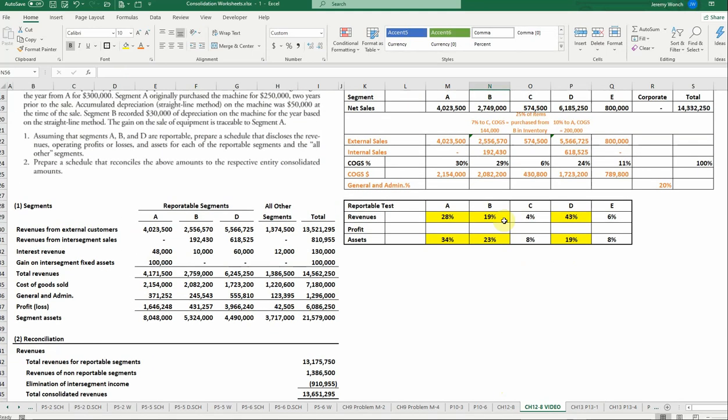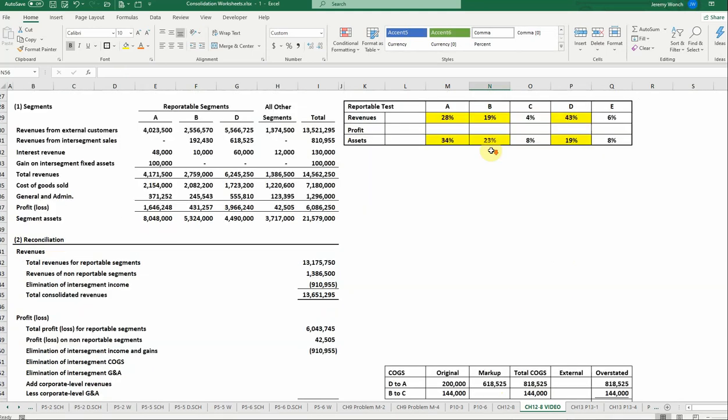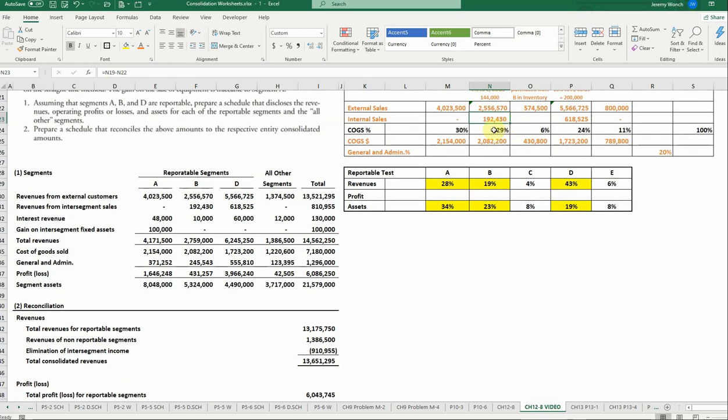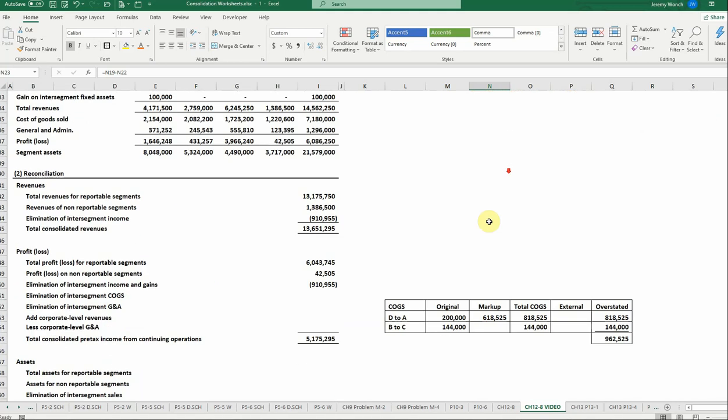And then C's markup would be the intercompany sales, because that's the value of their inventory, but it says that they have 25% remaining in inventory, which means they only sold 75% of this. So the 192,430, we do the 192,430 times 75%.